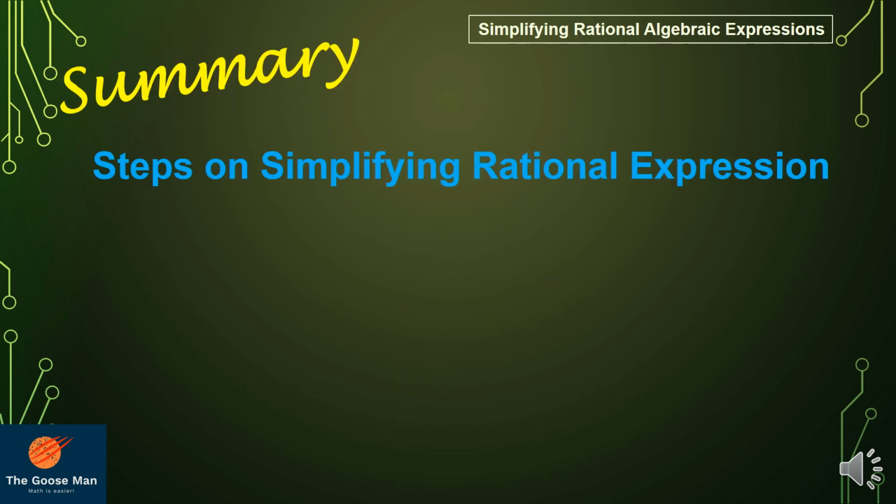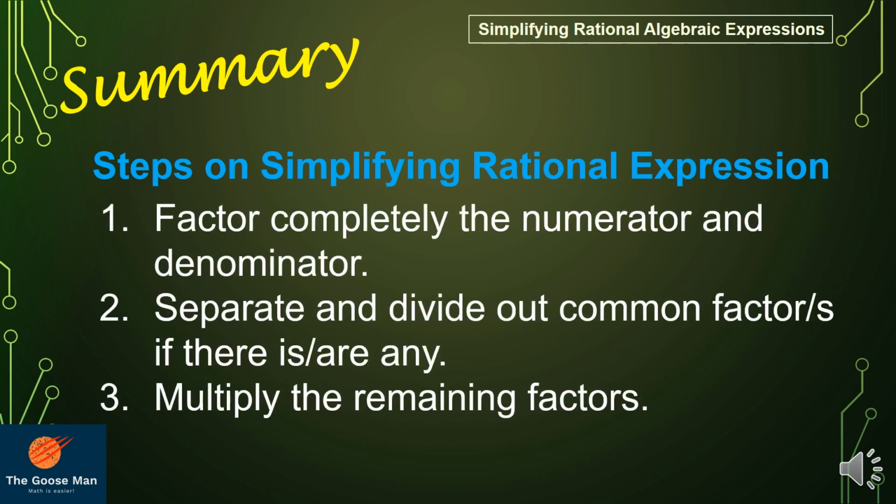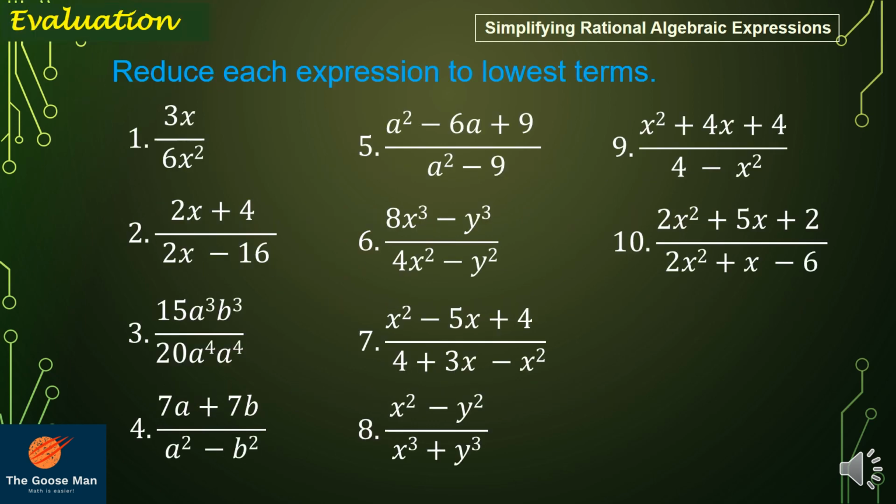To summarize our discussion on simplifying rational expressions: number 1, factor completely the numerator and denominator. Number 2, separate and divide out the common factor or factors, if there are any. And number 3, multiply the remaining factors. Find time to answer our exercises on evaluation. Then check your answer on our answer key.